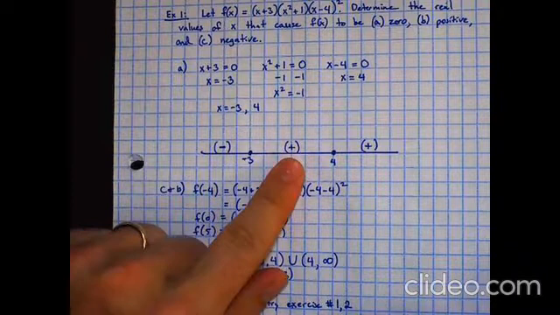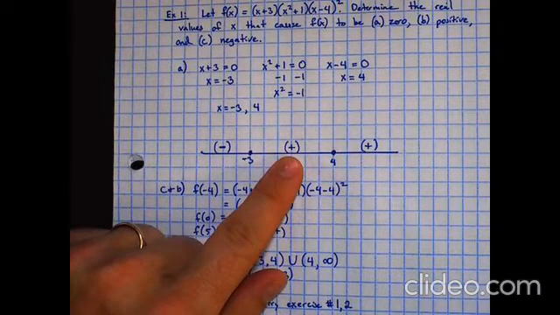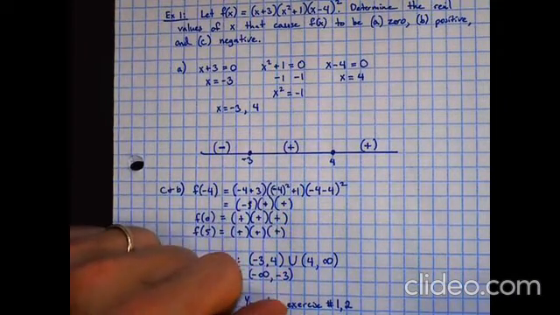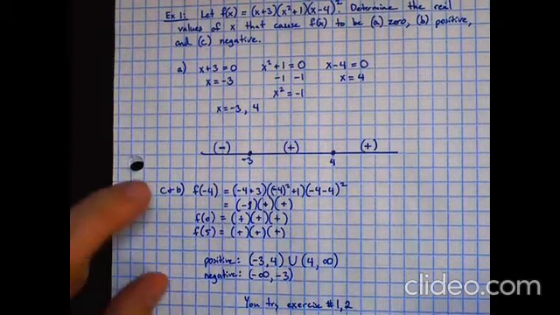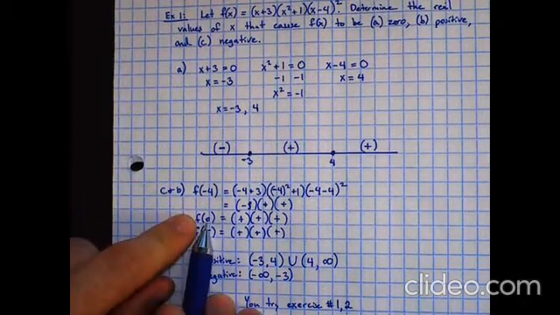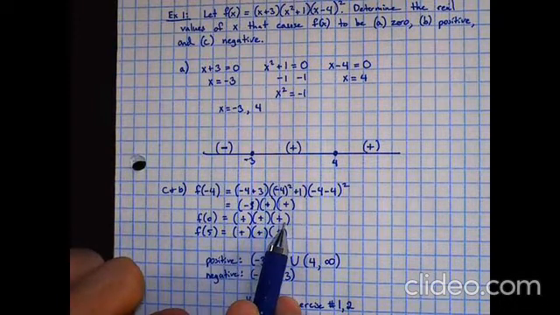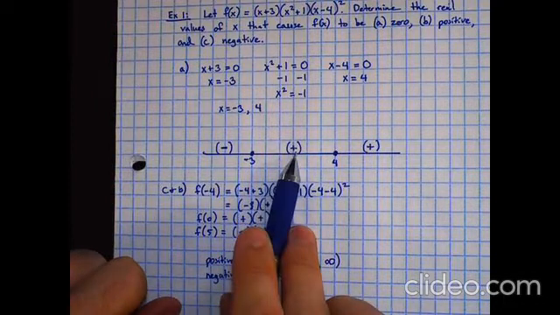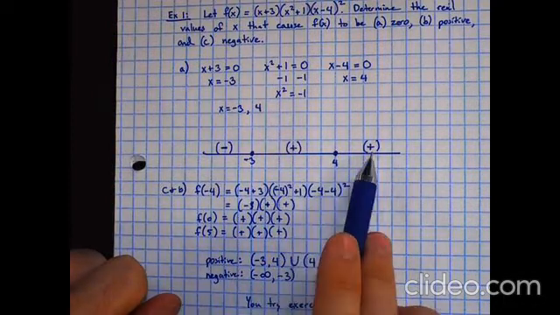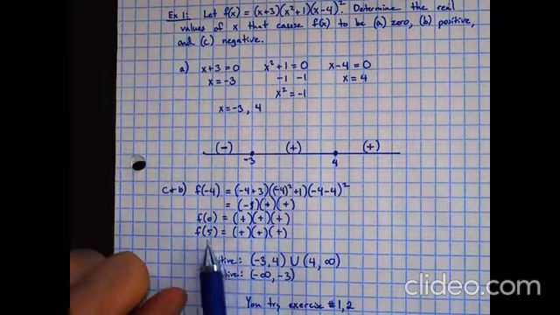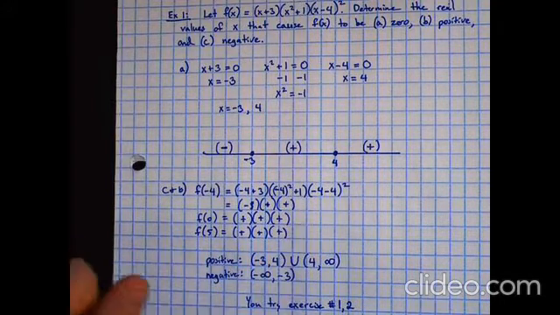For negative 3 to 4, I'm going to plug in 0. You can plug in 1, negative 2, 2, whatever you want to do. 0 is probably our easiest. So when you plug in 0, you'll get a positive, positive, and that negative 4 squared is still a positive. So this is going to end up being positive here. And to the right, or greater than 4, I'm going to plug in 5. And we're going to get positive, positive, positive again.